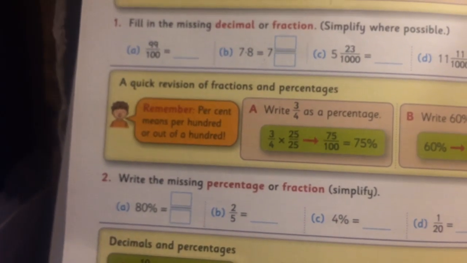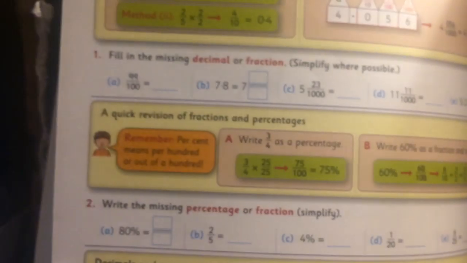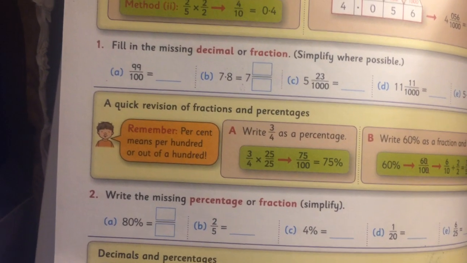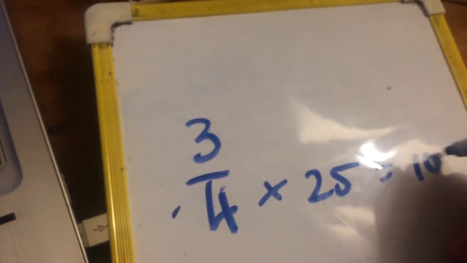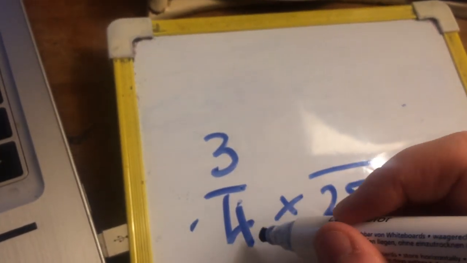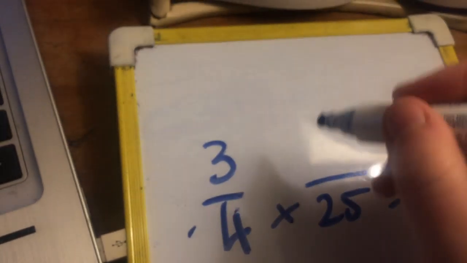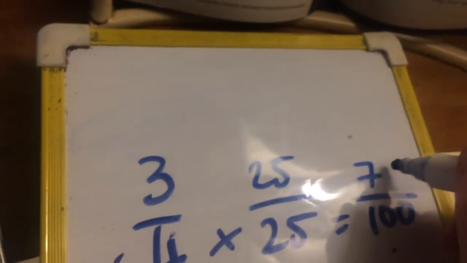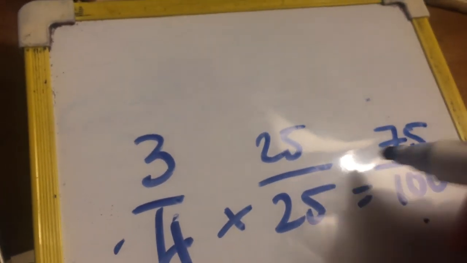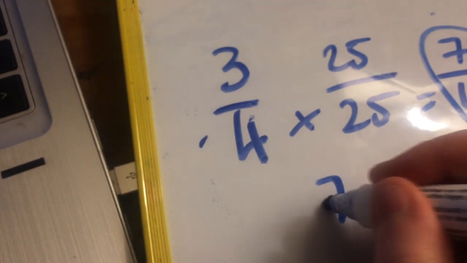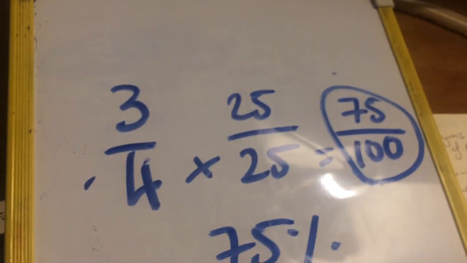Now the next one, quick revision of fractions and percentages, okay? So percent means per 100 or out of 100. We know that from our last chapter, all right? So here we know that if we're given a fraction, a lot of the time what we can do is multiply it by something to get it up to 100, okay? All right, so if I multiply the bottom, as you remember, by 100, I have to multiply the top by 100 as well. So that as a percentage is 75 over 100. That's the fraction. So then just to turn it into a percentage, I just say 75% because it's over 100.